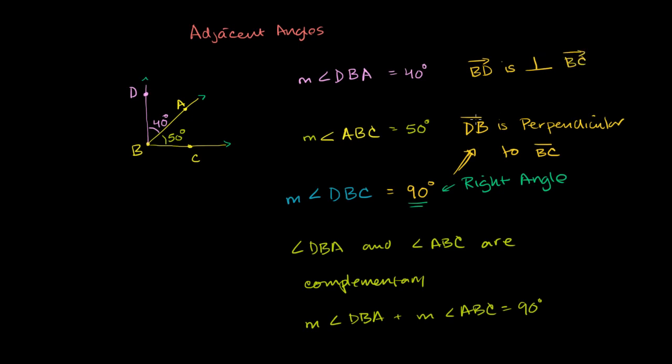So all of these are true statements here, and these come out of the fact that the angle formed between DB and BC is a 90-degree angle.